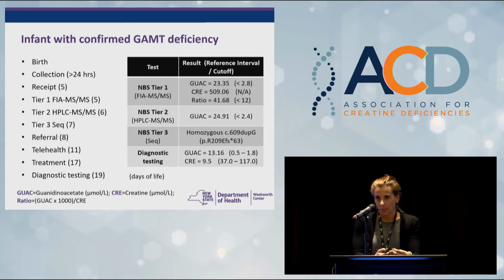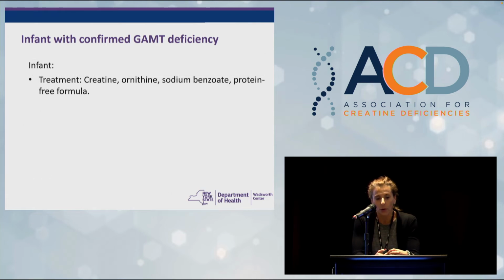And this happened during the pandemic, so she was seen by telehealth on day of life 11 and treated by day of life 17. On day of life 19, diagnostic testing, I believe at ARUP, confirms the diagnosis of GAMT deficiency. And so the last update that we have is that the baby was on treatment, doing well, creatine, ornithine, and benzoate supplementation with also protein-free formula.